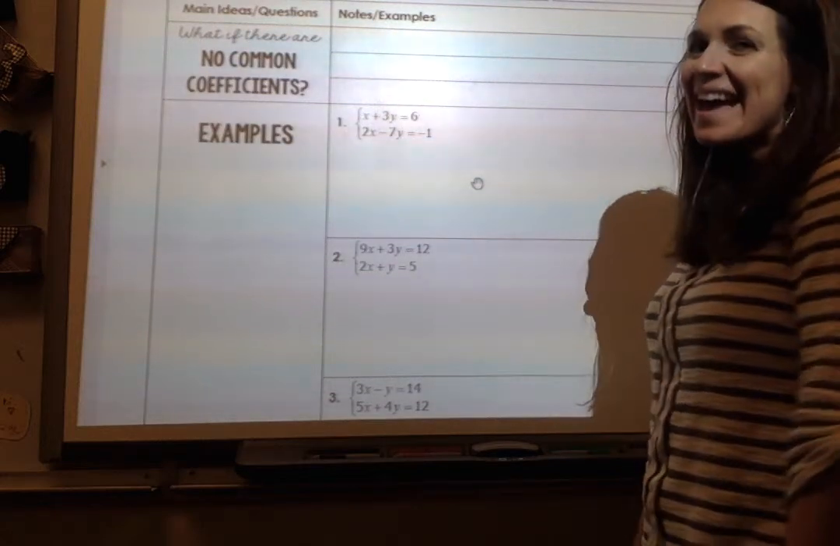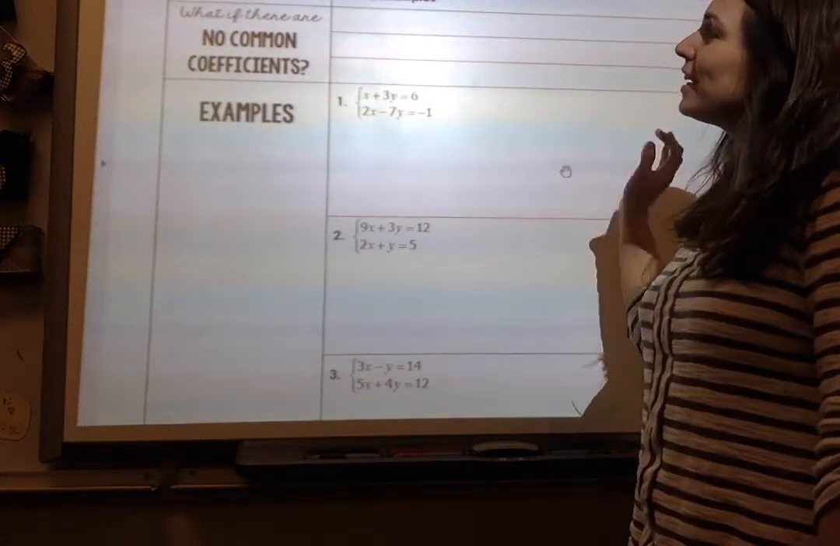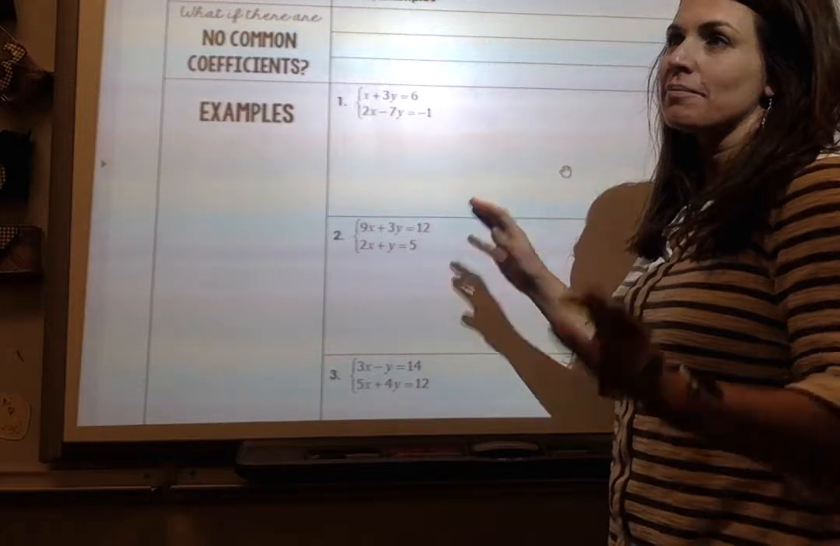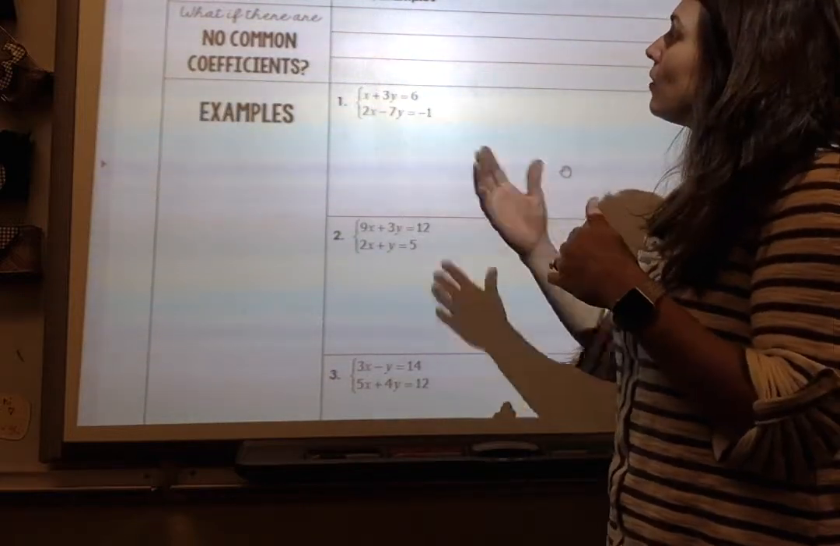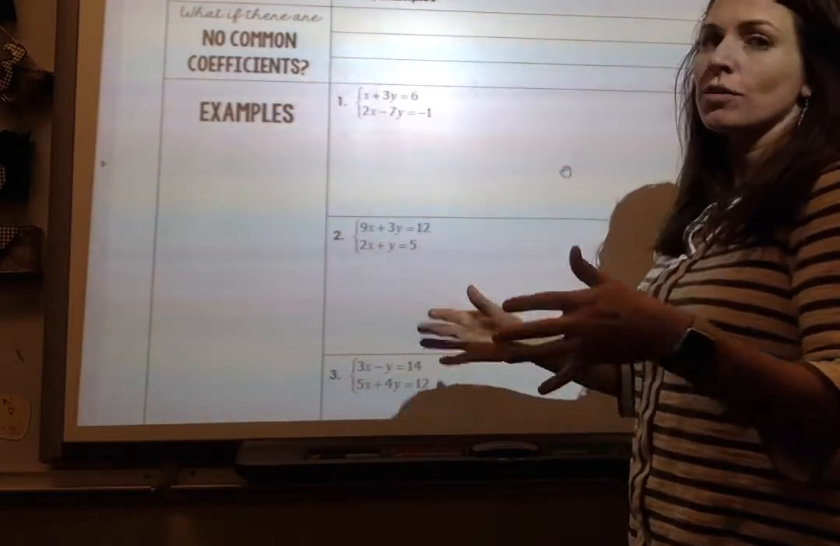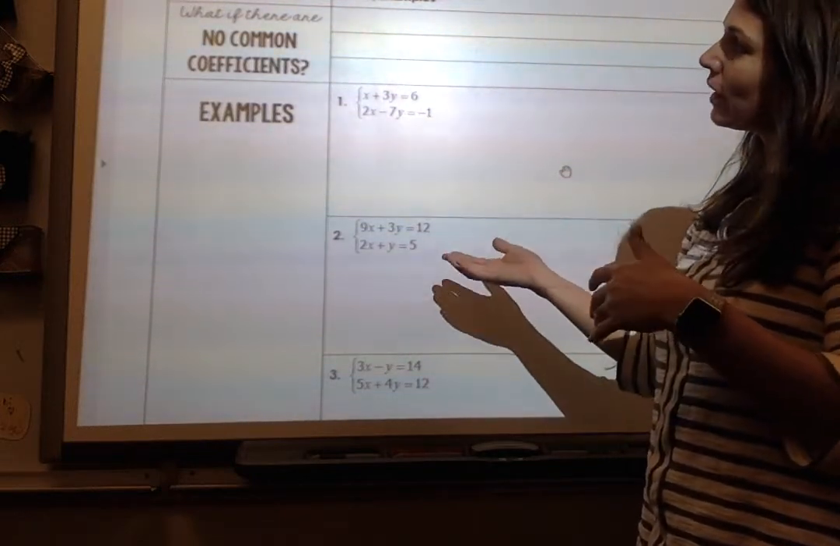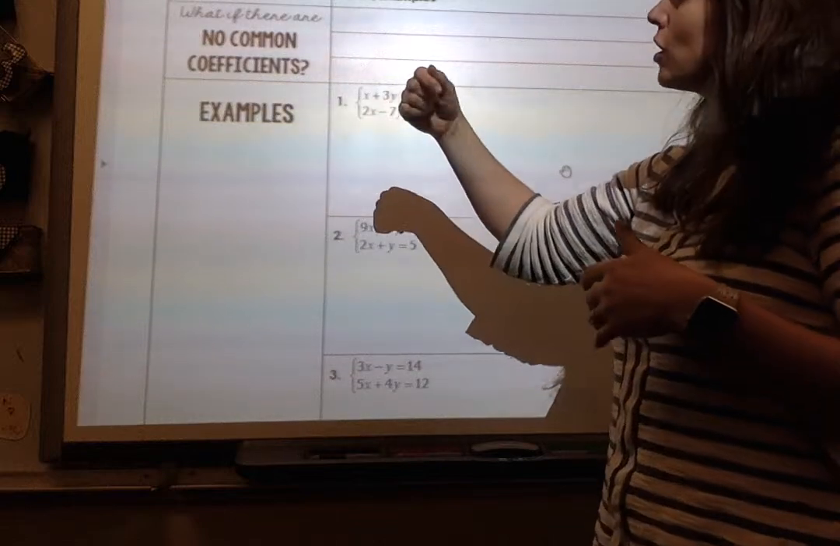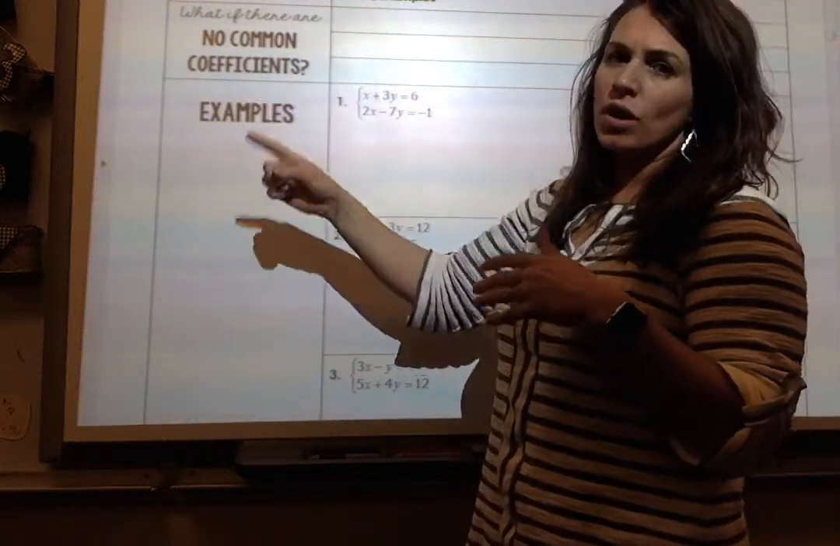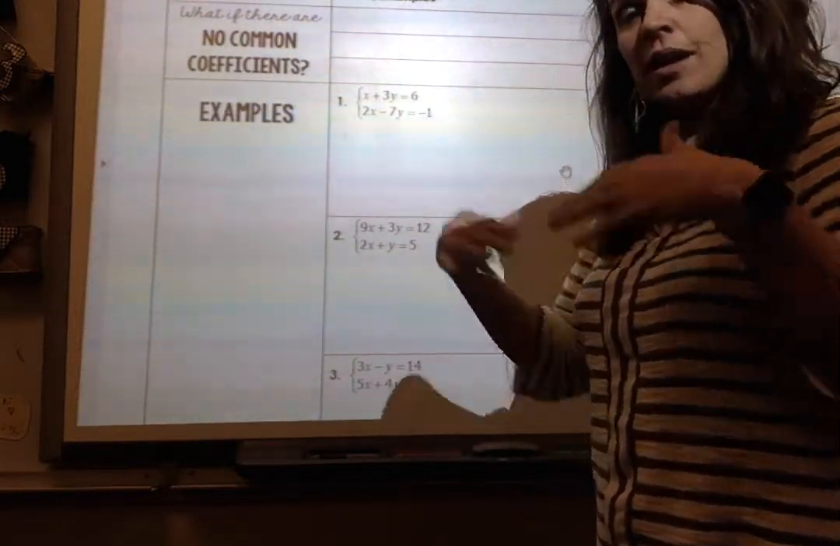Hey guys, I'm back. We're going to continue on with elimination method. And this way you probably don't need any instruction because you have all the tools you need. But just in case you're struggling, I do want to go and answer the question: what if there are no common coefficients that you can clear out?